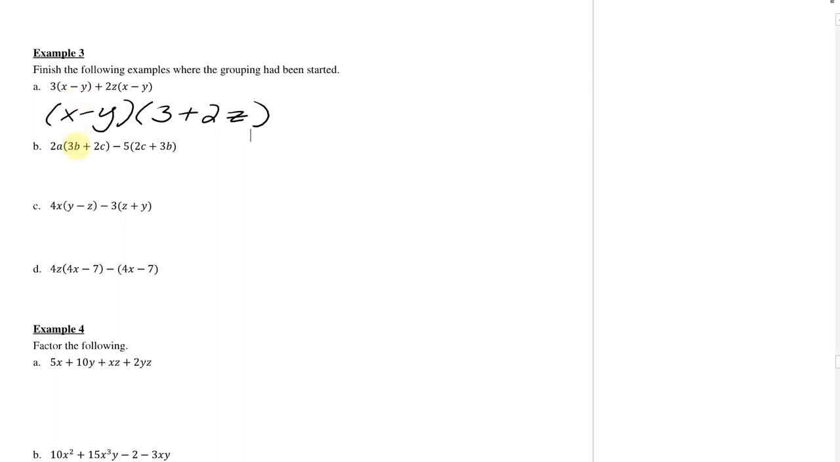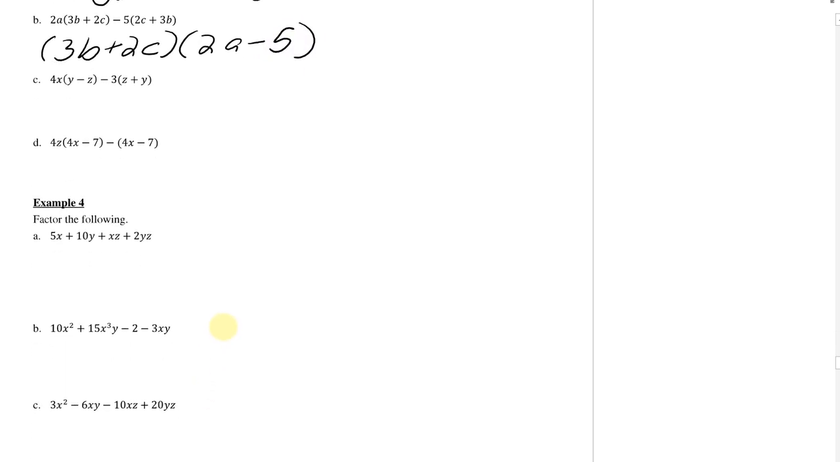Okay, so looking at this, I've got 3B plus 2C and 2C plus 3B. A little bit of a trick question here. These are actually the same thing, right? You can totally mismatch the order of that and get the same thing, so it doesn't matter which way you want to write that. I'll just write 3B plus 2C. And then this is going to be 2A minus 5.